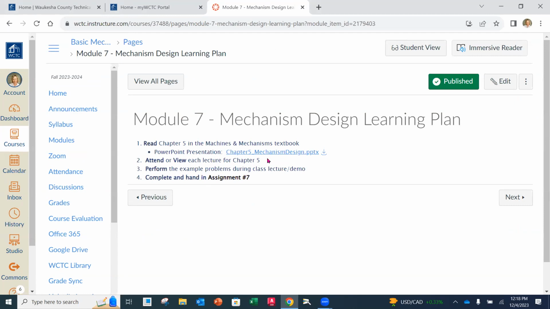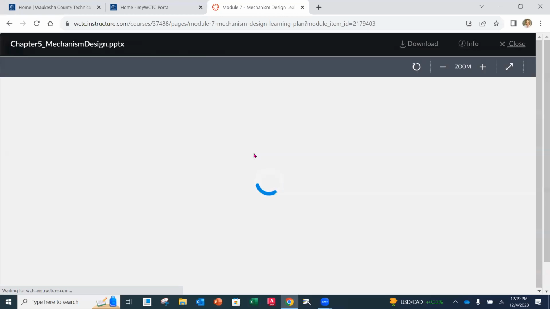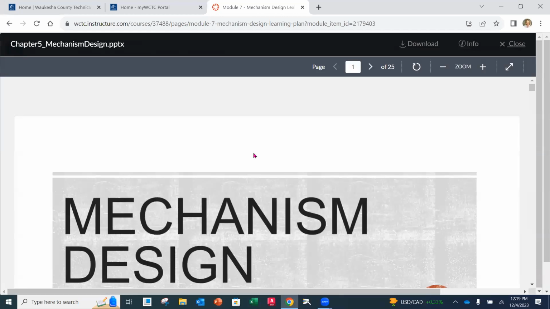Additionally, we're going to have some example problems that mimic the homework that you're going to be assigned, and then you'll be ready to rock and roll with that. And then you're going to have assignment number 7 that will reflect on the items that we're going to be going over. So we'll look at assignment 7 a little bit later. We'll start with the PowerPoint presentation and what we have underneath in chapter 5.